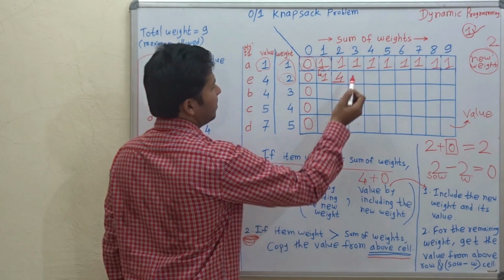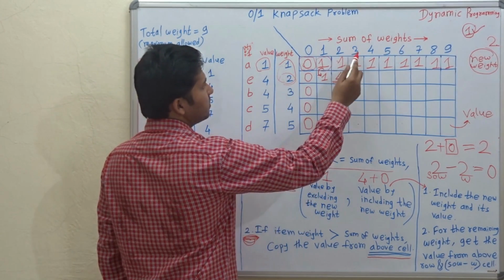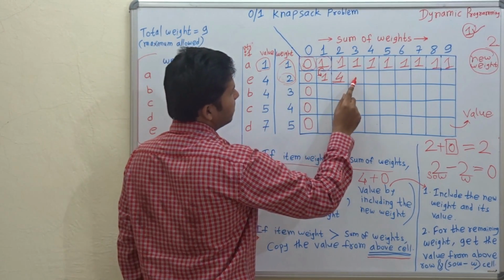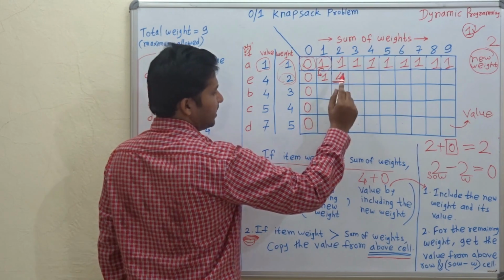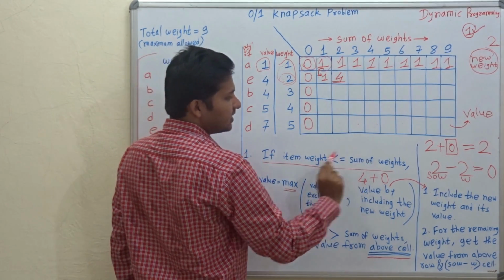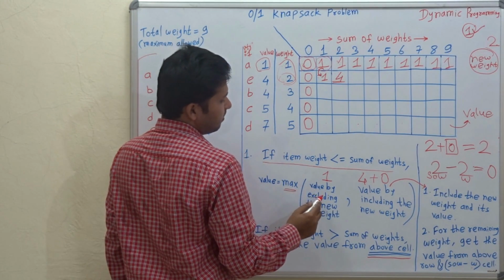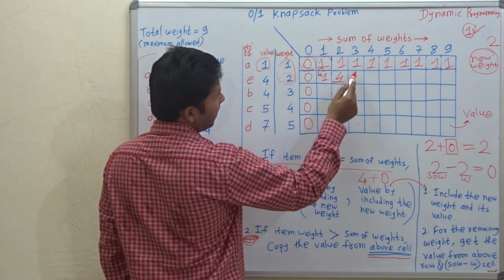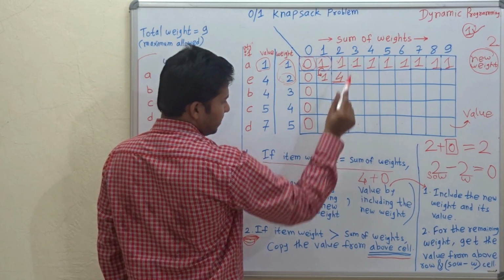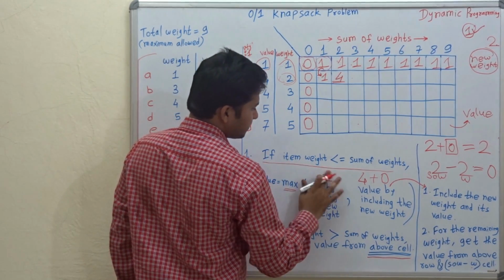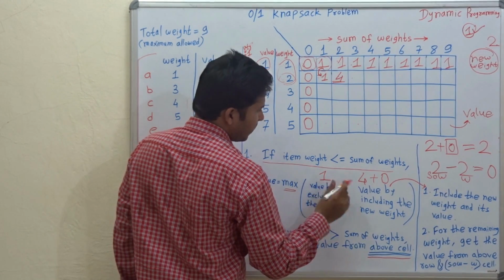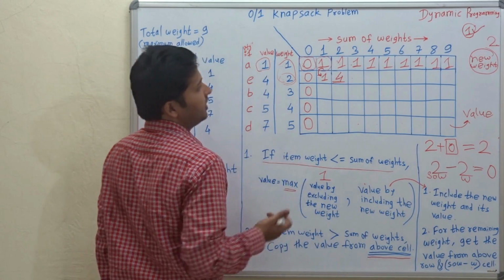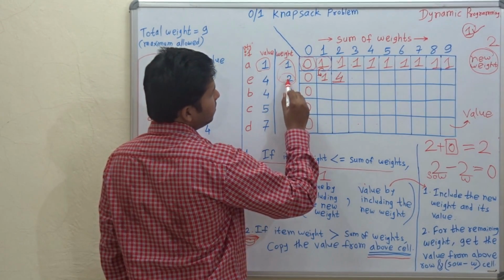Okay. Let's go to the next cell. So for forming sum of weight equal to 3 by using weights 1 and 2, can you do that? Yes. So let's follow the steps. As item weight is less than or equal to sum of weight, let's follow the steps. Value by excluding the new weight, as you know, it is the value right above the cell, that is 1, which is written here. I will again write that value is 1. And for the next, value by including the new weight. So just include this new weight 2.